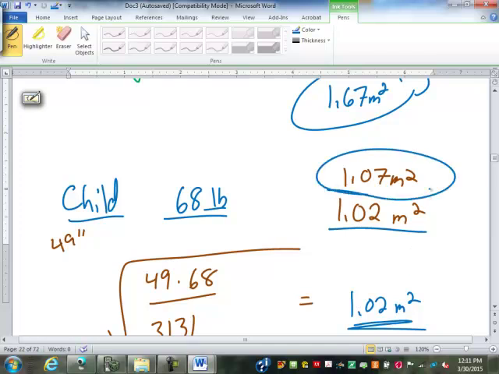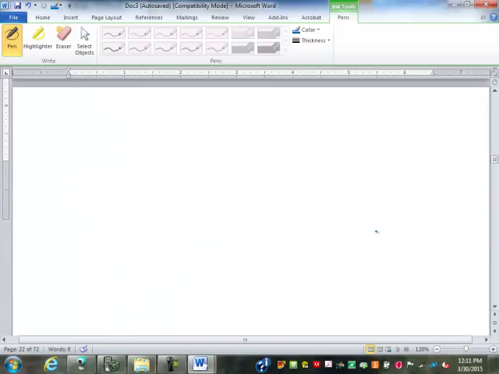The little cheater chart is a little off because this child's actually a little bit small for their height, so it didn't quite come through quite as well. But anyway, you get the picture as to how those are both used. So now let's go back.